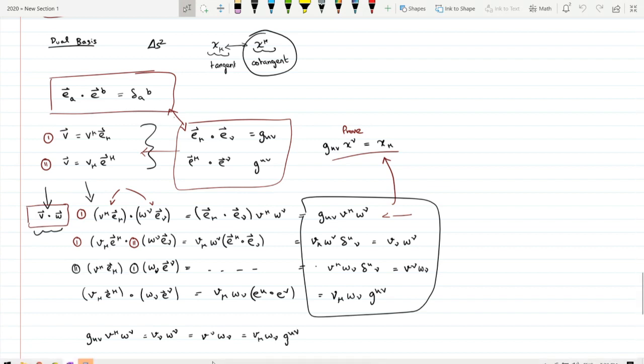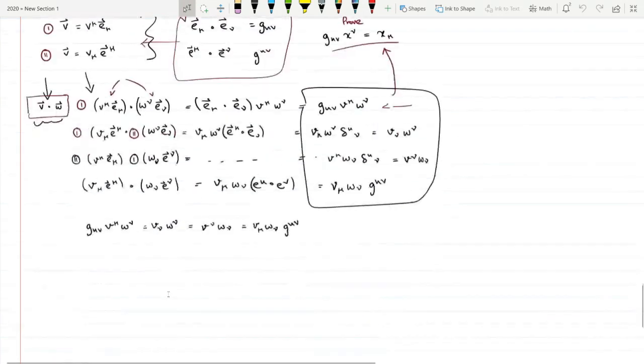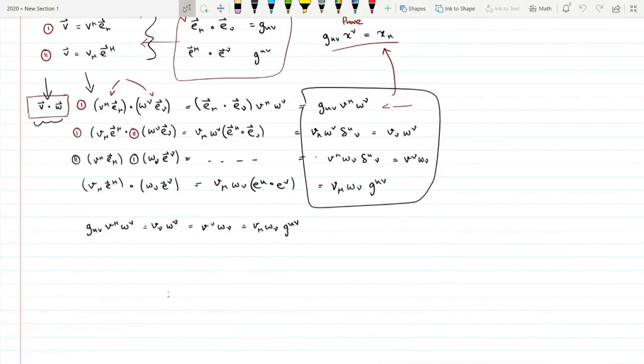Does everyone agree with the last statement that I've made? They all have to be equal, given that all I've done is expand the dot product on the left hand side.